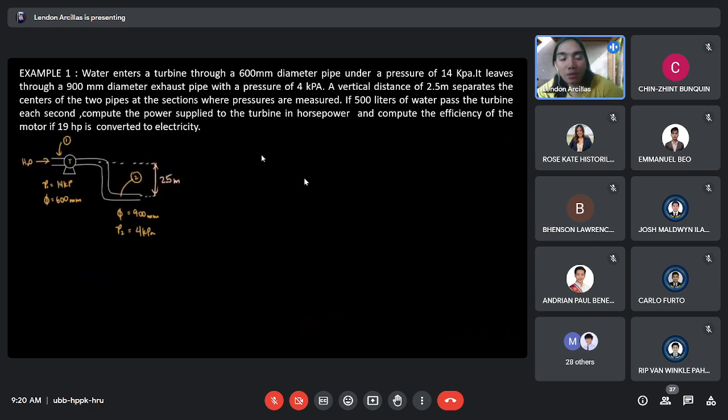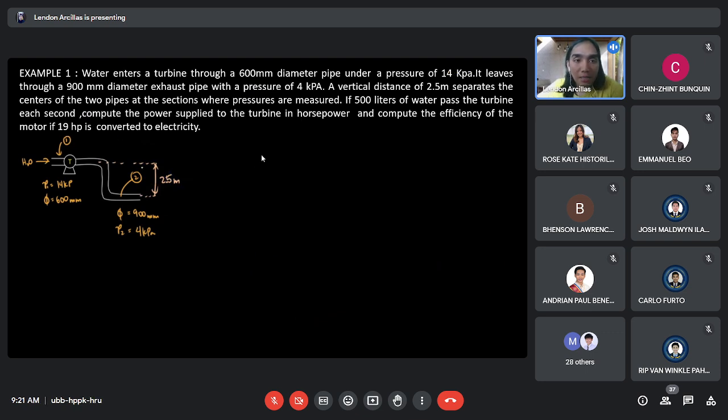Okay. So, ito na yung schematic diagram ng problem na to. So, meron tayong tubig na enters a turbine. So, meron tayong in-insert na turbine through a 600 millimeter diameter. So at the first point, meron tayong 600 millimeter pipe before the turbine under a pressure of 14 kilopascal. Again, ang 14 kilopascal na to is what we call the gauge pressure. Hindi tayo nagsasolve dito ng atmospheric and absolute pressure.